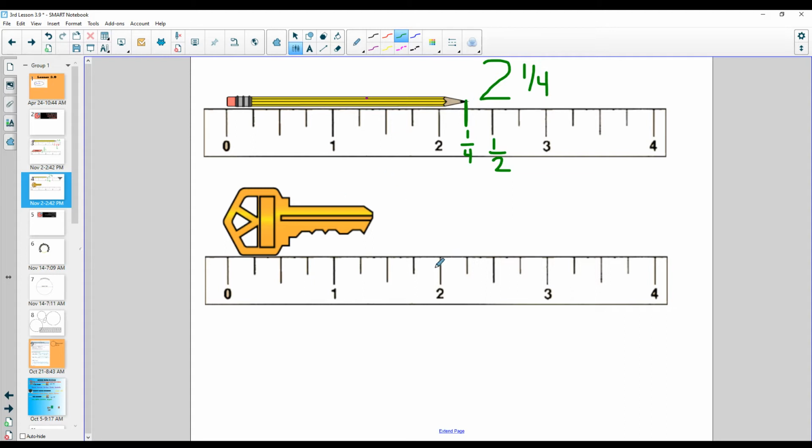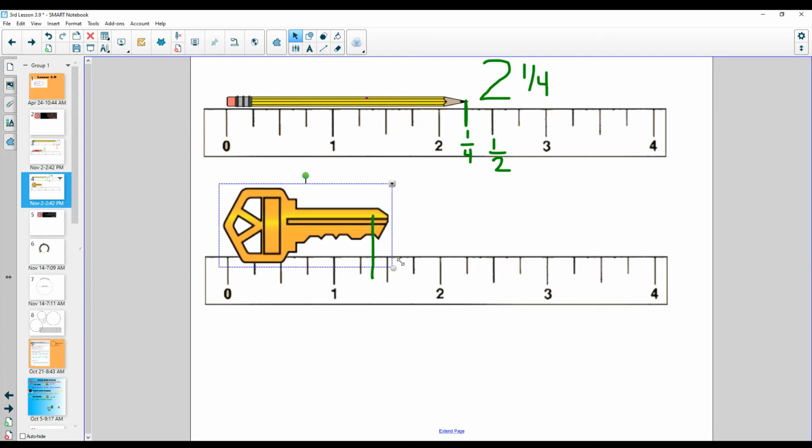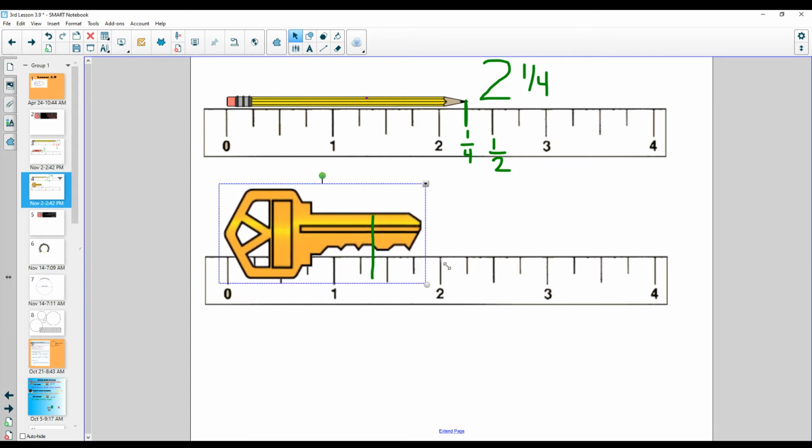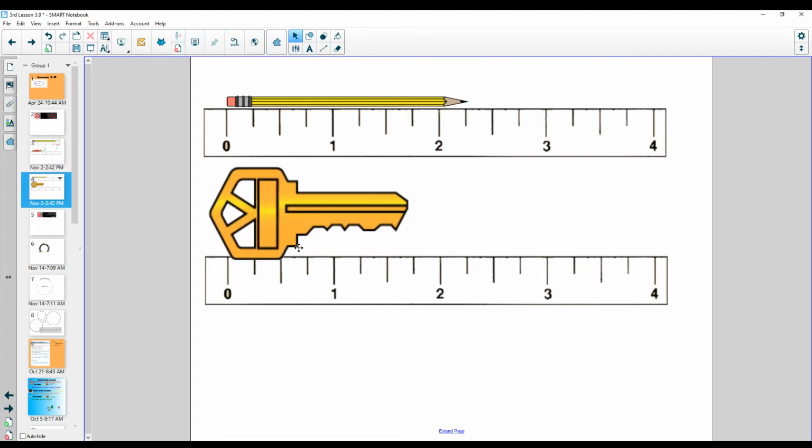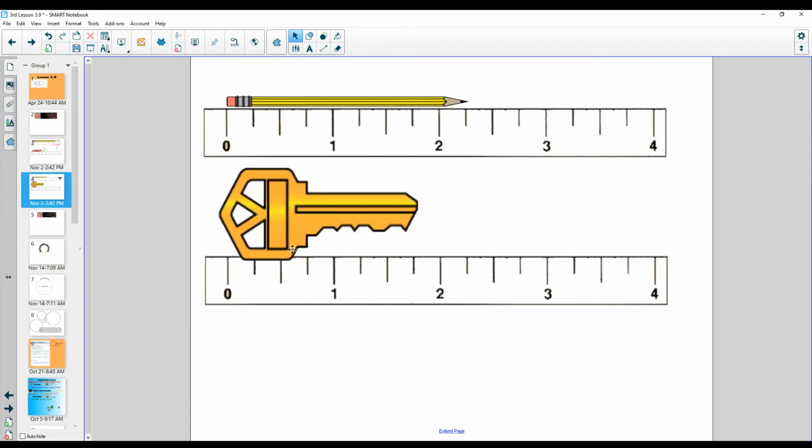All right, we have a key. What's the key measurement? It looks like, what do you think? Maybe we should make it a little bit longer. Let's make our key a little bit longer. Let's stretch that key out. All right, now we've got the key. Let's see this key. Let's make it right here to a 0.